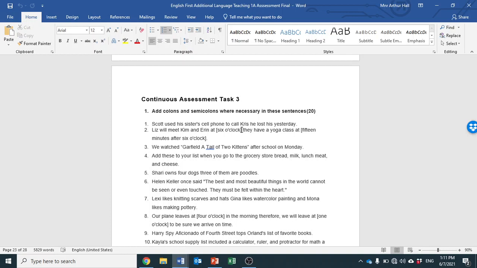Number 3: we watched Garfield: A Tale of Two Kittens after school on Monday. Excuse me, I just had some tea. Who's doing what? We watched. What did we watch? Garfield, A Tale of Two Kittens, and then, of course, when did we watch it? After school on Monday. Now that is a title, as you can see with the inverted commas. And then Garfield on its own is a name.